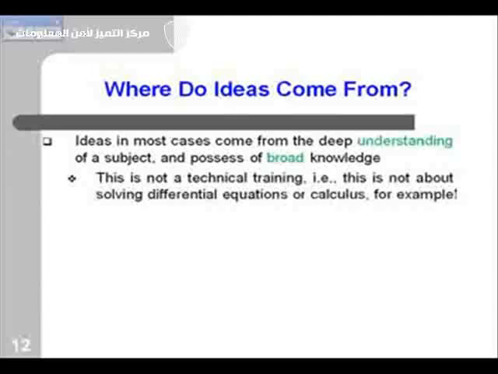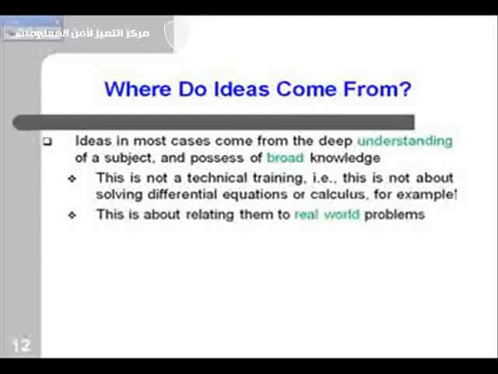This is not technical training, like just solving a calculus problem. You just write a differential equation and start solving, then you will get the solution. Research is not like that. You can be successful or unsuccessful also. And this is about relating them to real world problems.